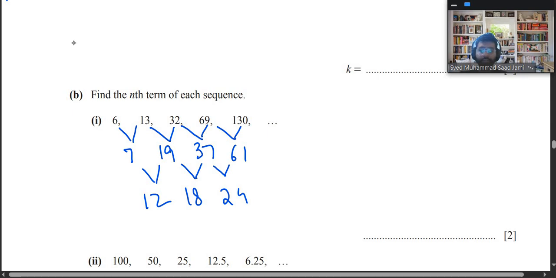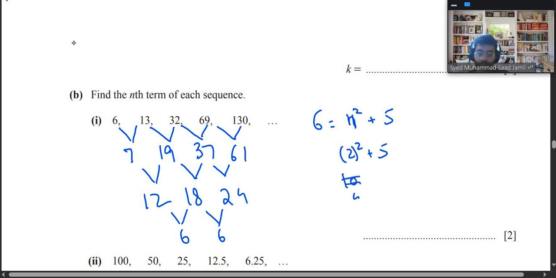And if you look at the differences now, the differences are 6 and 6. So I can say that 6 is equal to 1 square. Right now we are just assuming 1 square plus, let's say, 5. So in the second one, 1 square is basically n square plus 5. If I put 2 square plus 5 again, 2 square is 4, 4 plus 5 is 9. So this is wrong because the other one is 13.